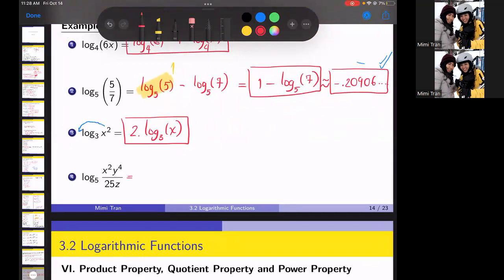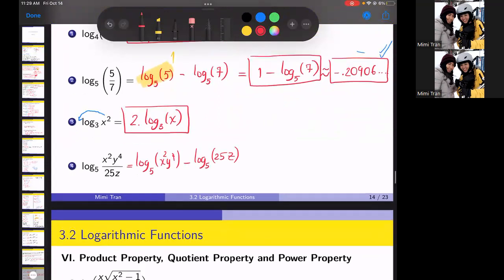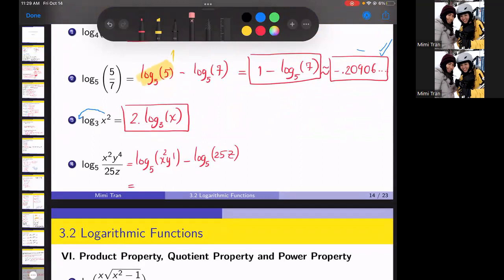So I have log base 5 of x squared y to the 4, minus log base 5 of 25z. So far, so good. Quotient rule: log of the top, subtract log of the bottom. Now I'm going to use the product rule and take care of the first log first until I'm done. So the product rule allows me to do what? Something times something becomes a summation, some addition, right? So log base 5 of x squared plus log base 5 of y to the 4, right?